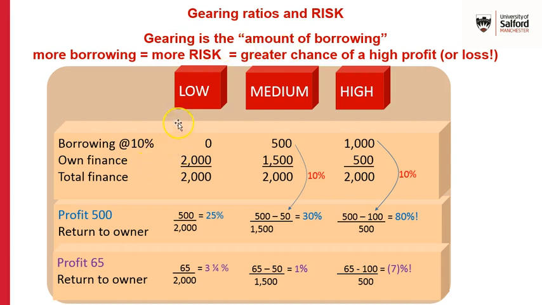So I've put a few figures to this. This is low gearing, that's a low level of borrowing, medium level of borrowing, and high level of borrowing. So for the low level of borrowing, we've got our total finance of 2,000, whatever it is, 2,000 or 2 million, whatever you want. But our number is 2,000. So our low level is in fact no borrowing at all. Our medium level, out of the 2,000 finance, we've borrowed 500 and 1,500 of our own. The high level of finance, we've only put in 500 and we've borrowed 1,000. So that's a high level of borrowing.